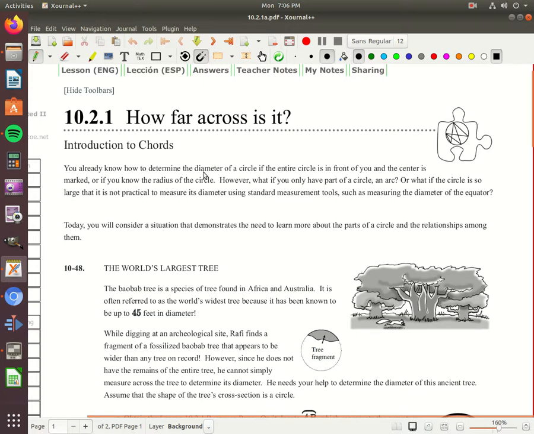Introduction to chords. You already know how to determine the diameter of a circle if the entire circle is in front of you and the center is marked, or if you know the radius of the circle. However, what if you only have part of the circle, an arc? Or what if the circle is so large that it is not practical to measure its diameter using standard measurement tools, such as measuring the diameter of the equator? So today you will consider a situation that demonstrates the need to learn more about the parts of a circle and the relationships among them.